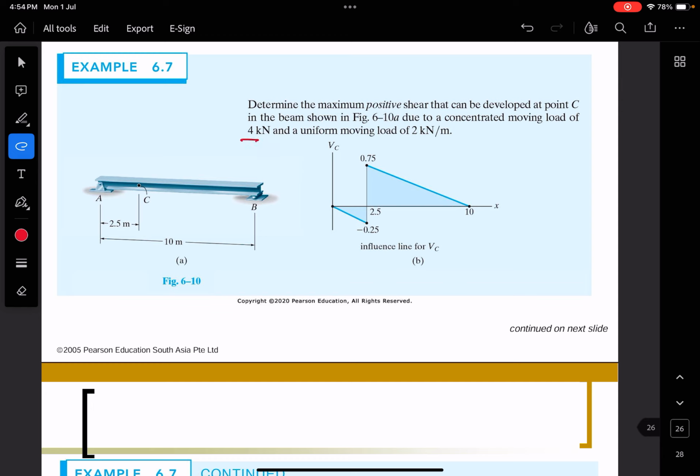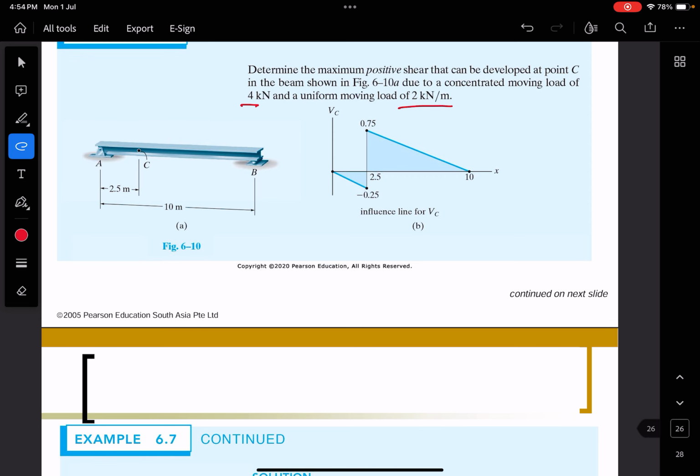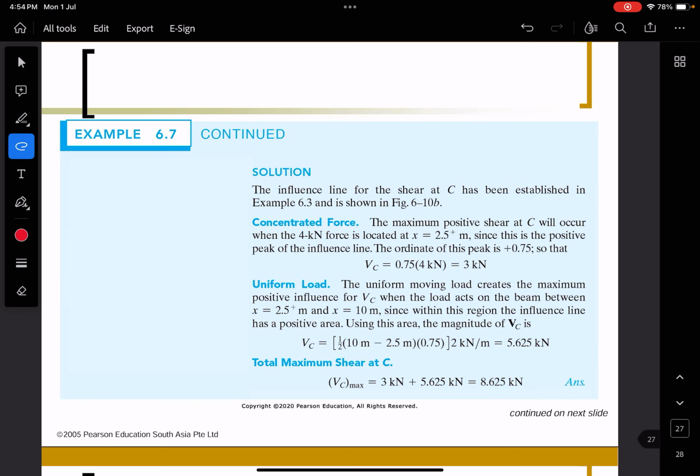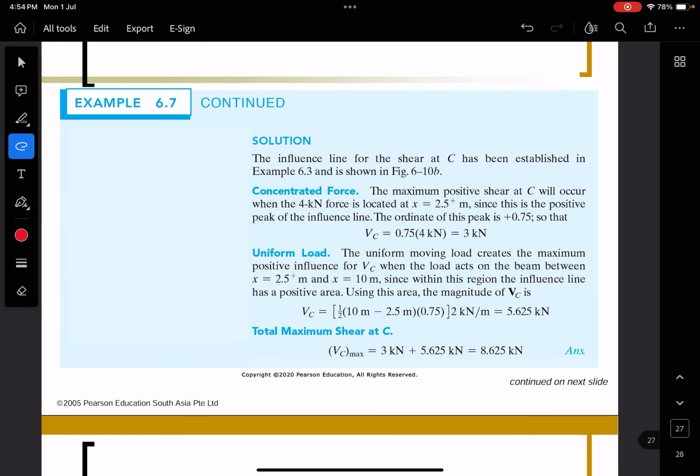So there are two types of loads here. One is a point load and the other is a uniform distributed moving load. Remember, they want to find at C the maximum positive shear. Okay. So for shear, we have already seen that in example 6.3. You can check your textbook. It's already mentioned in 6.3 how to come up with the influence line.